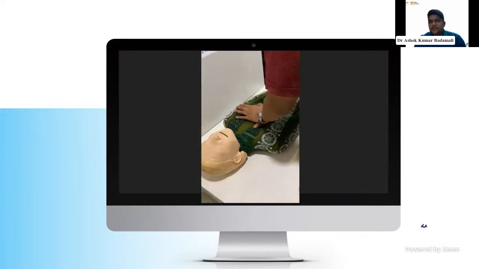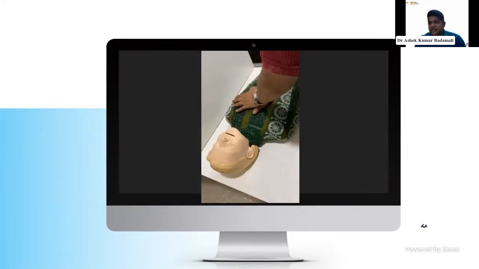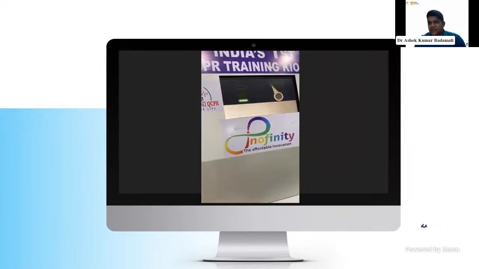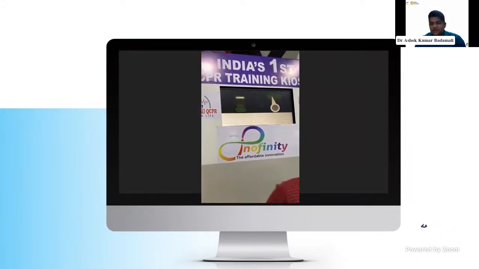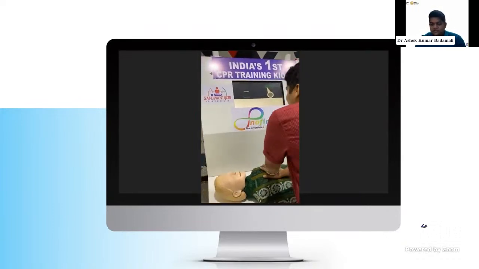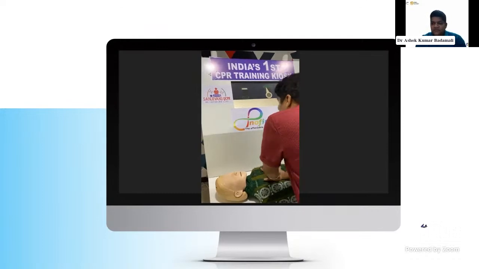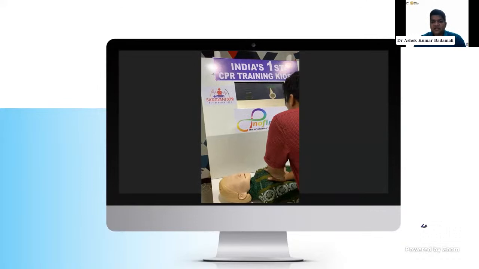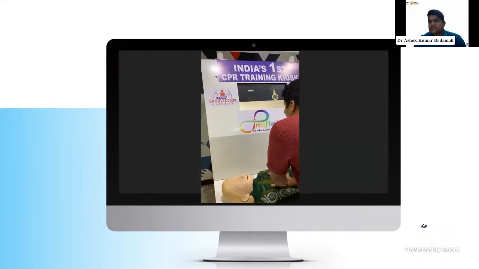In the next few days, we are going to install it at Taj Vivanta Bhubaneswar and other star hotels of India. So after this KK event, all these public aggregated areas, and the areas where the probability of getting hypertension, diabetes or sudden cardiac death is more, are contacting us for this kiosk installation.